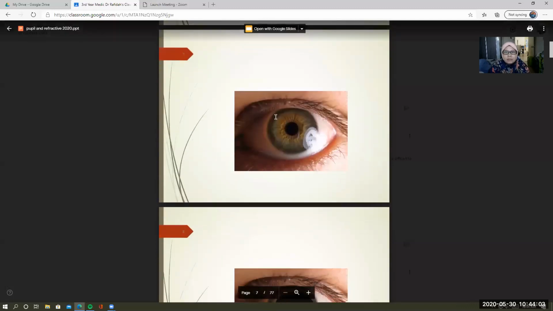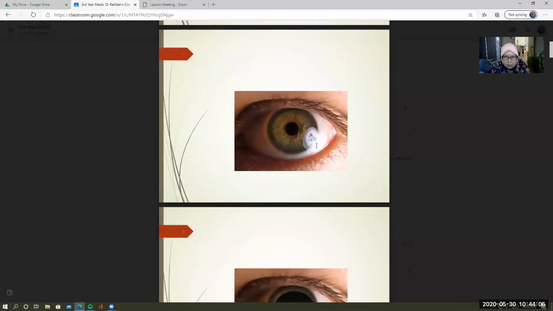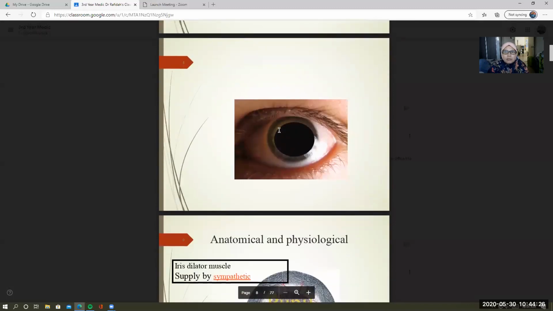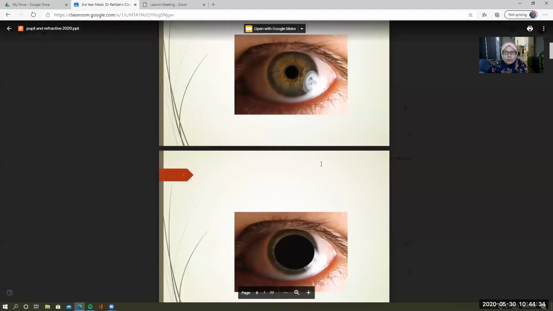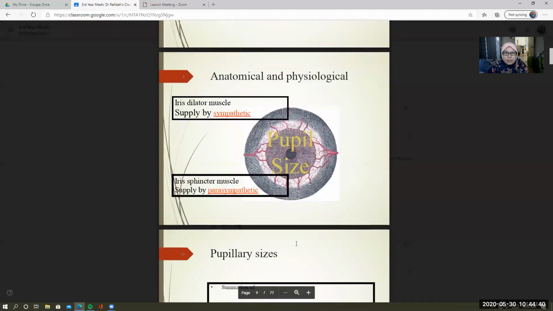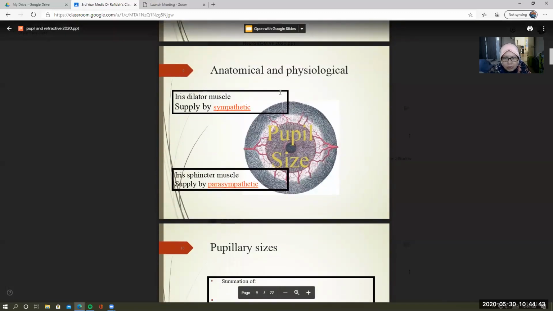Okay, so this is the normal pupil of a Caucasian, and these are light reflections. So this is green, brown, hazel eyes. So this is an undilated pupil. A normal undilated pupil is about 3 millimeters, and this is a very big dilated pupil, probably around 9 millimeters. Okay, so how does the pupil become constricted and how does the pupil become dilated? So now we go into the anatomy and the physiology.